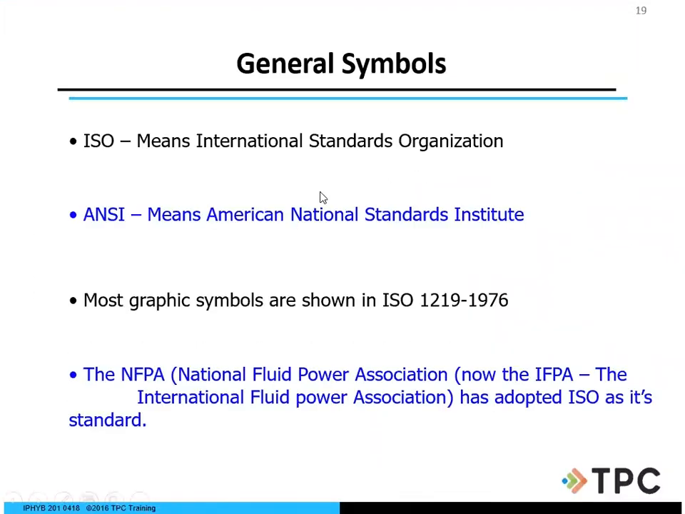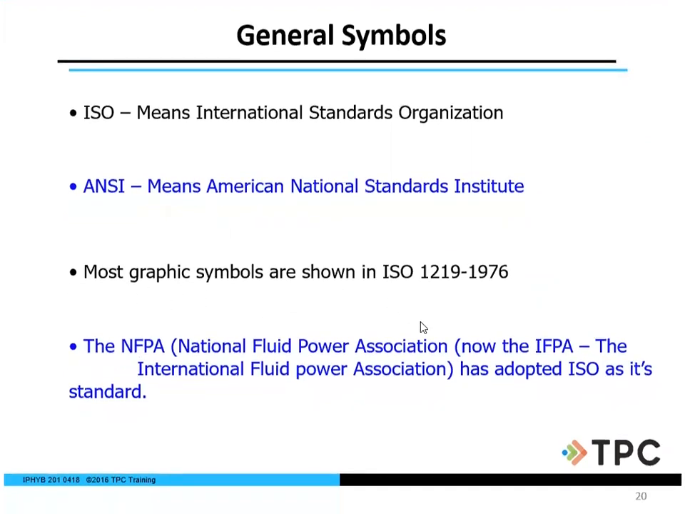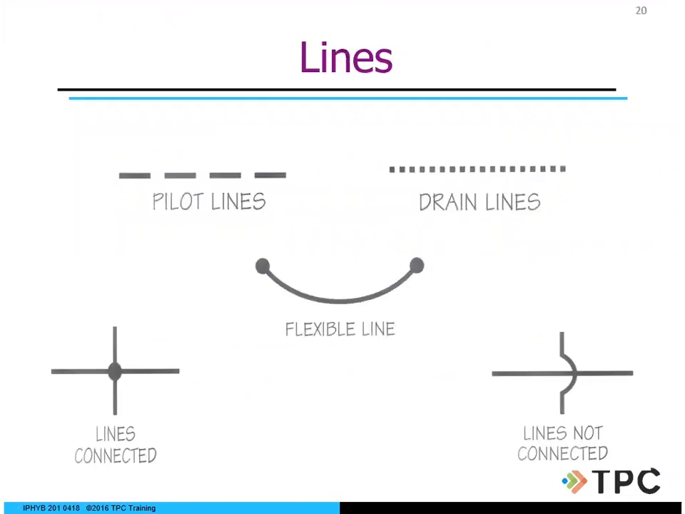ISO, International Standards Organization, and ANSI, American National Standards Institute, and so forth. So NFPA, National Fluid Power Association. We show most of our symbols in ISO. There are some graphic symbols. It's also critically important to know what you're looking at. So what we're showing here, are we showing a graphic symbol or an ISO symbol? Most of the time with hydraulics, it is ISO and not graphics. What we just saw were ISO drawings.